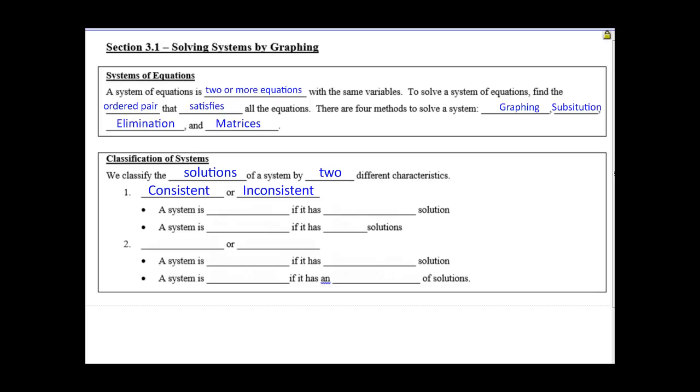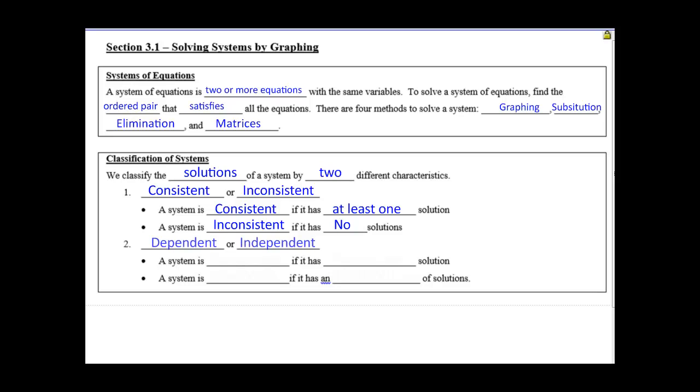A consistent system is a system that has at least one solution. So there is some type of intersection. A system that is inconsistent is one that has no solutions. The second thing we want to look at: let's throw the inconsistent away because it doesn't have a solution. If it does have a solution, is it one solution or a number of solutions?